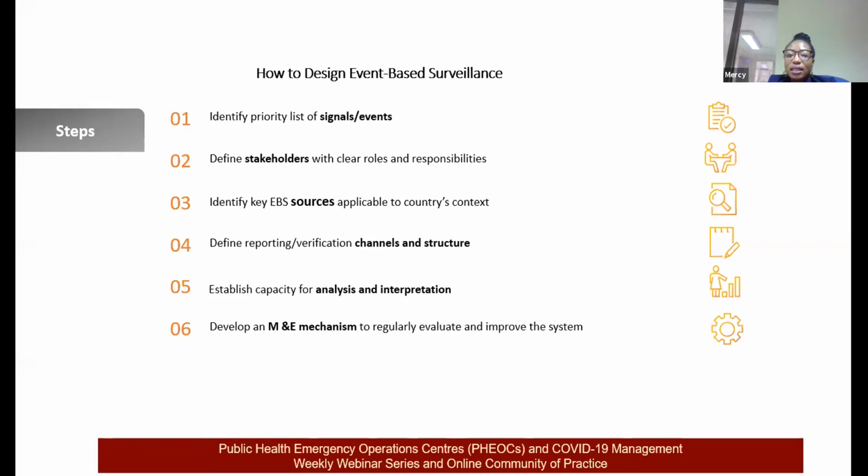Establish capacity for analysis and interpretation. Surveillance is data translated to action. So it does not make sense to just have the information, but there should be a way of interpreting the information for prompt action. And then at the end, develop an M&E mechanism to regularly evaluate and improve the system, so that your system is not static. As things are evolving and new technologies are evolving, the system should also be upgraded to meet those standards. Next.